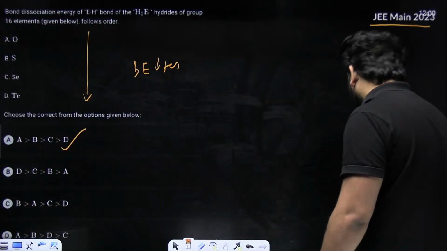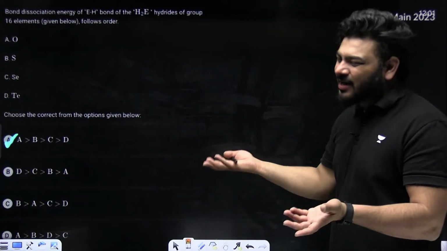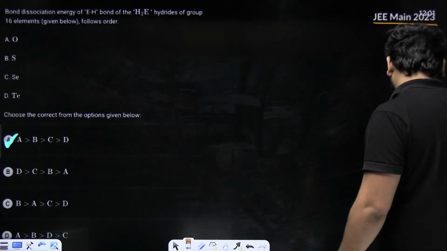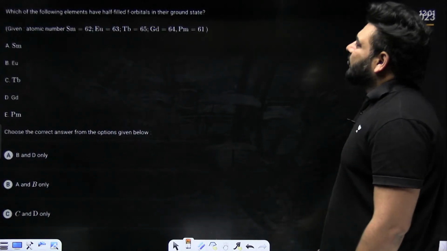What do you think? Oh, yeah, very easy question. Why did JEE Main ask these questions? Yeah, 2023. Next, again from 2023, we have another question.